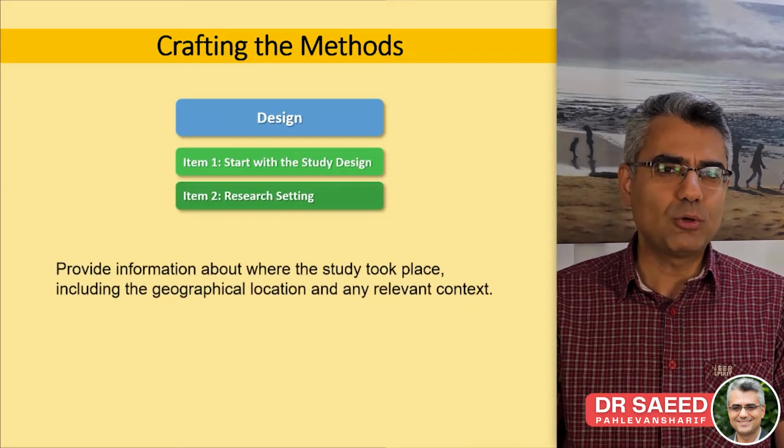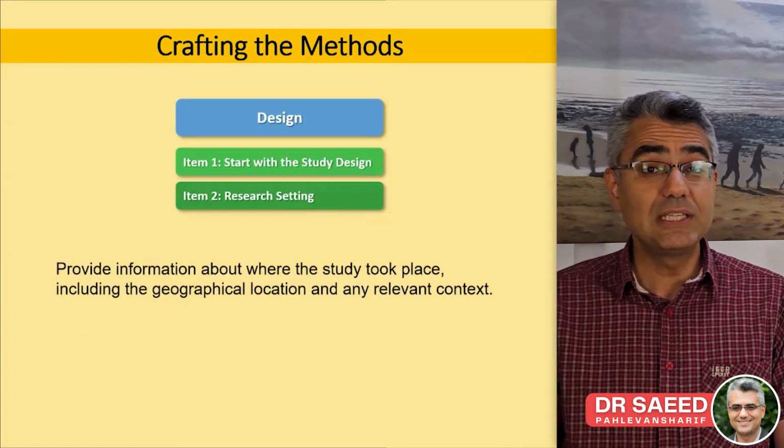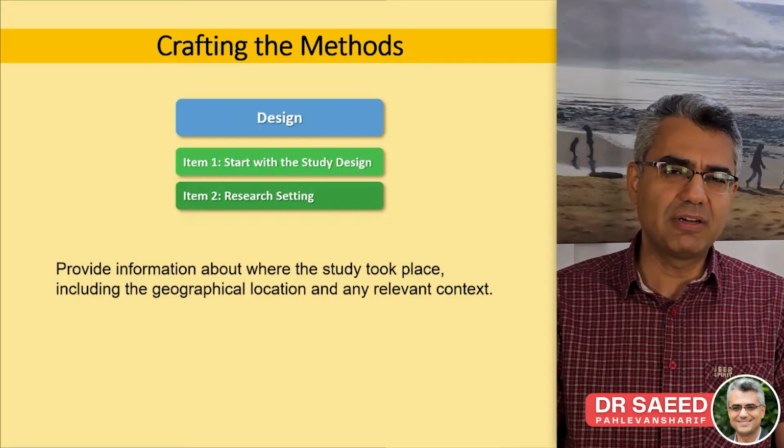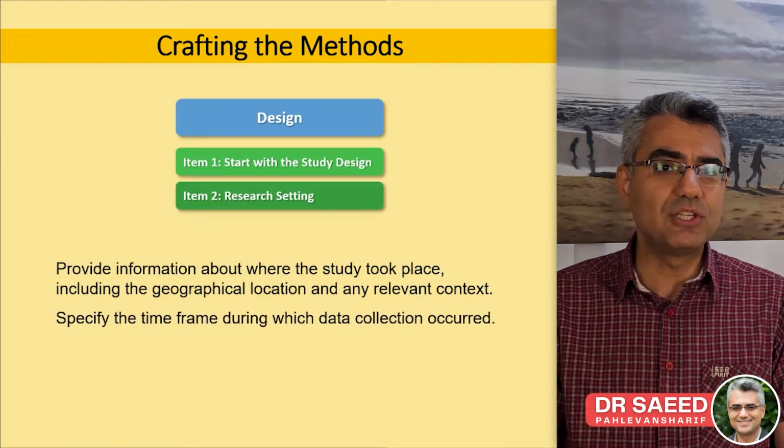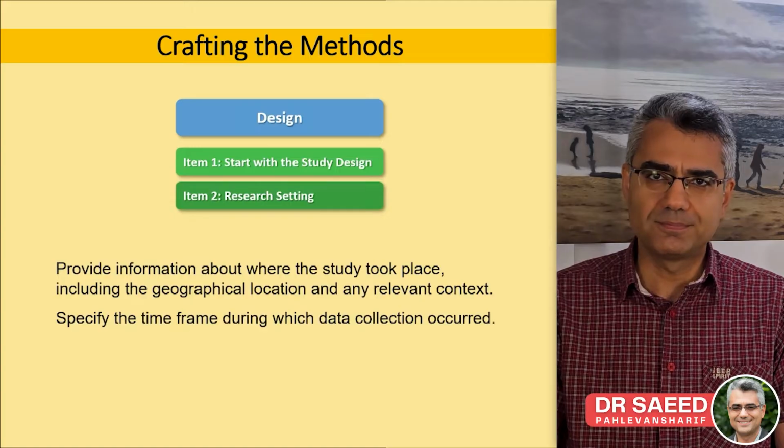Item 2, research setting. Provide information about where the study took place, including the geographical location and any relevant information about the context, and specify the time frame during which the data collection occurred.